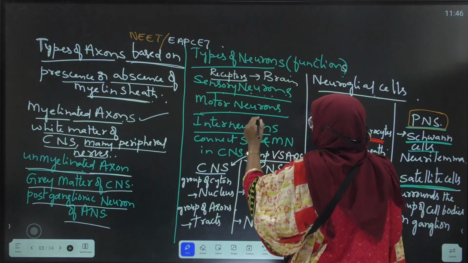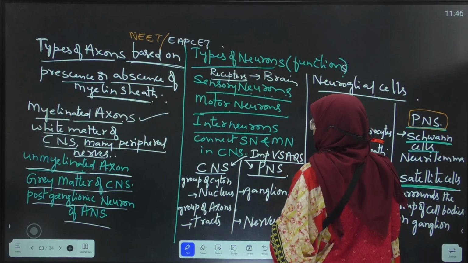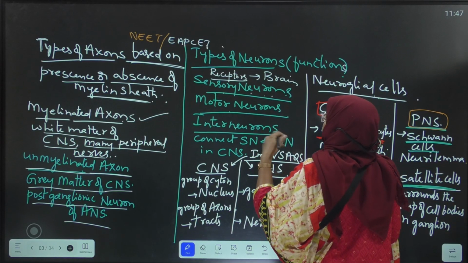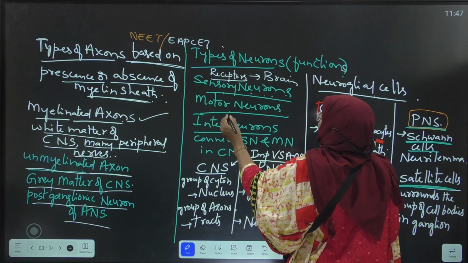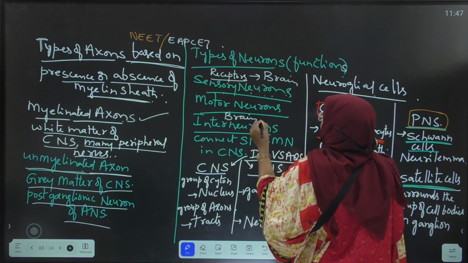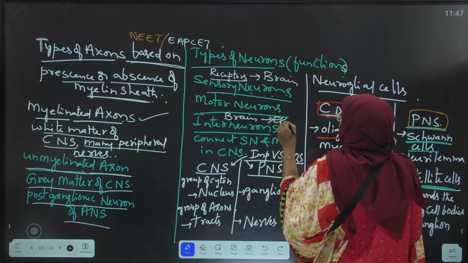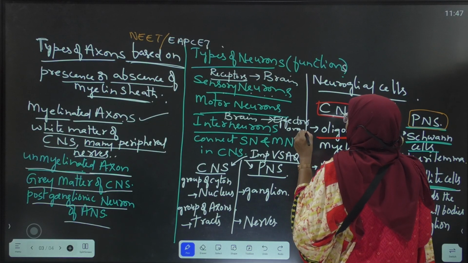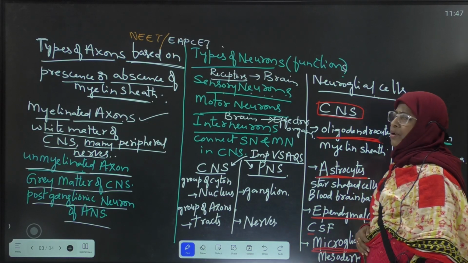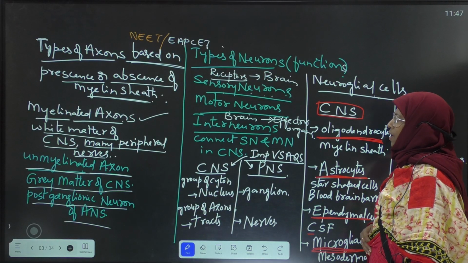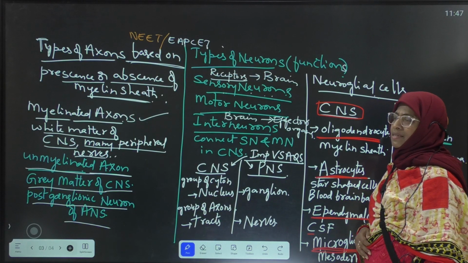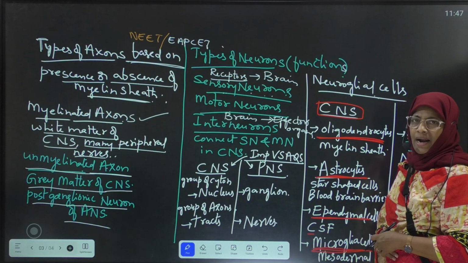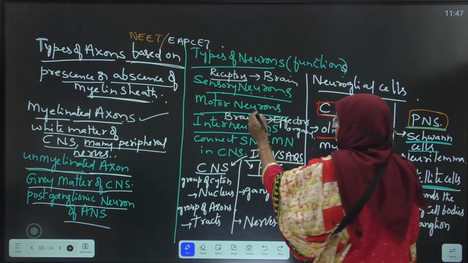And motor neurons, they carry motor impulses from brain to effector organs like glands and muscles. Motor neurons, they carry orders or messages from brain to effector organs. Effector organs means glands and muscles. Okay, these are called motor neurons.